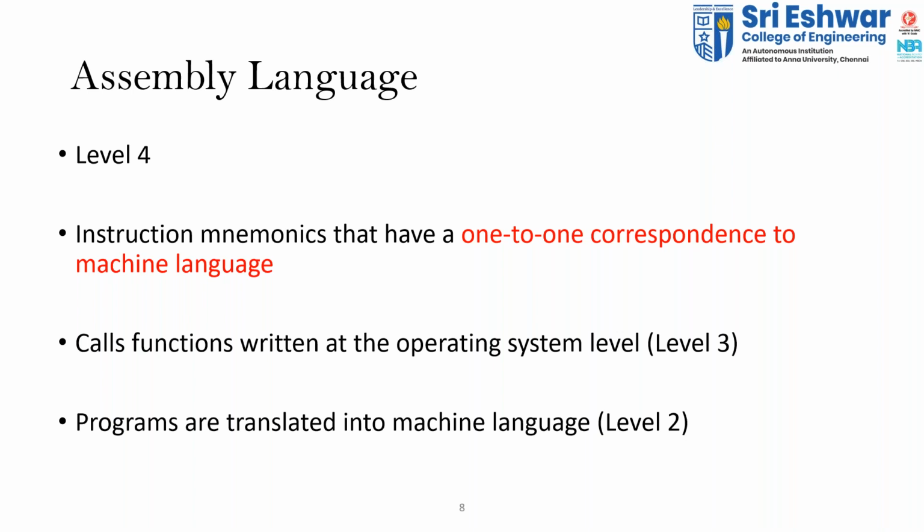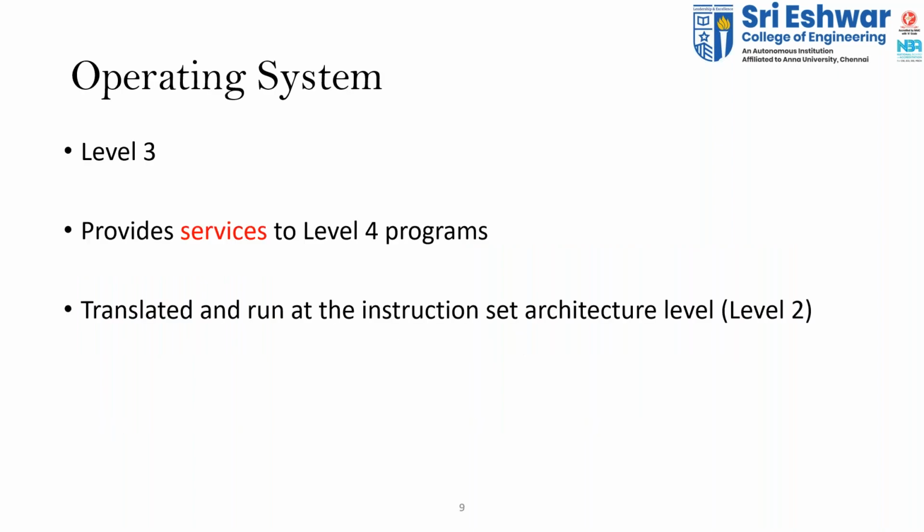So each and every instruction develops a hexadecimal value. It is also used to call functions of the operating system at level 2. So level 3, what is level 3? Level 3 is the operating system. Whatever your system runs, it runs on the operating system software. Without an operating system, your system will not work.